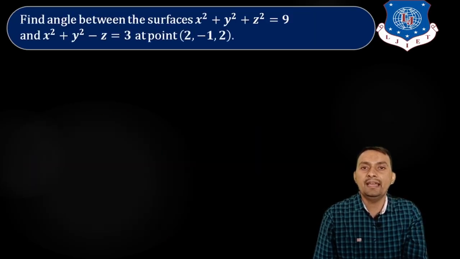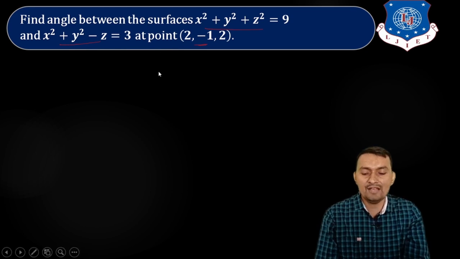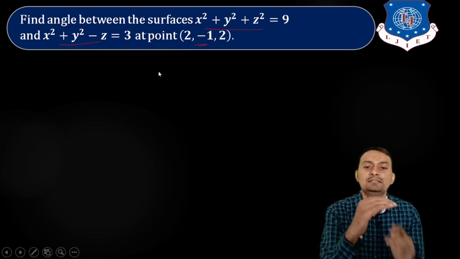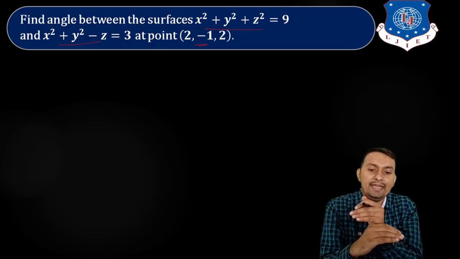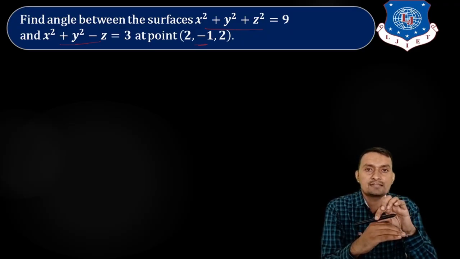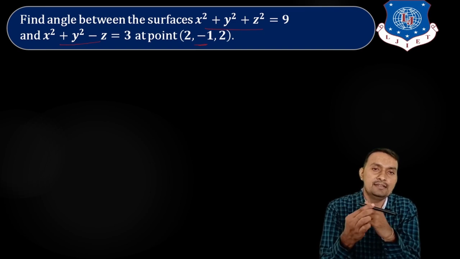Suppose you want to find the angle between the surfaces. This is one surface, and this is another surface. At this one point, what will be the angle? I want to determine the angle between these two surfaces. So what do I have to find? First I have to find its tangent, and also I have to determine the tangent of the other.